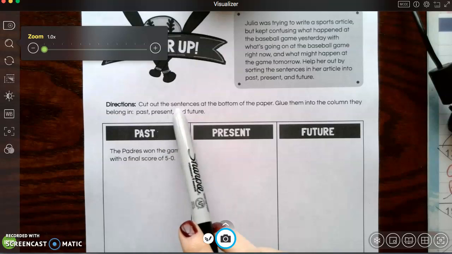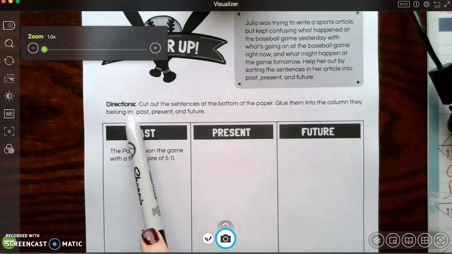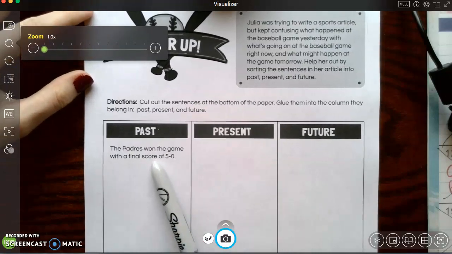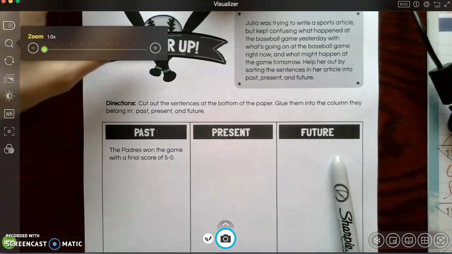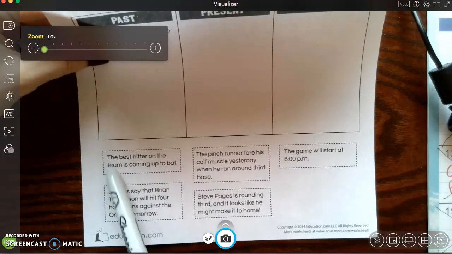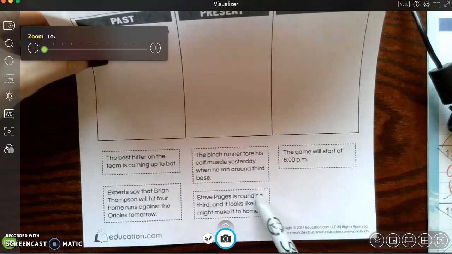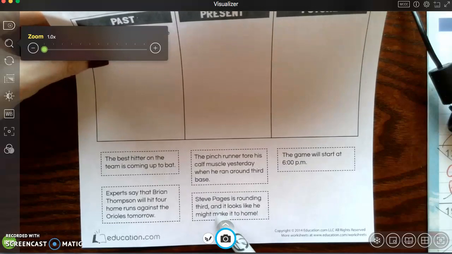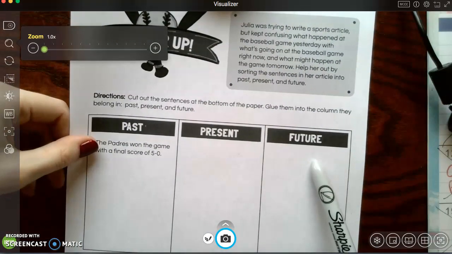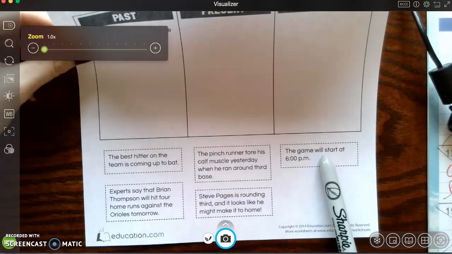Directions. Cut out the sentences at the bottom of the paper, glue them into the column they belong in, past, present, or future. So these are the three different columns, past, present, and future, and what it's talking about at the bottom for you to cut out are these little tabs. Now, if you are unable to print this out, that's totally fine. On a separate piece of paper, you can just make your own columns for past, present, and future, and then rewrite these sentences into the proper column that they belong in.